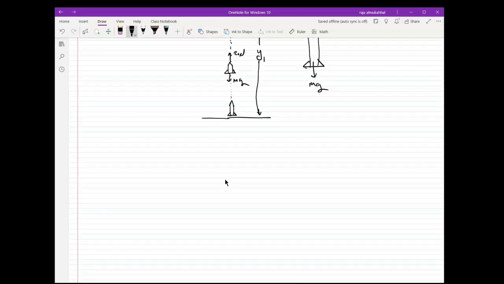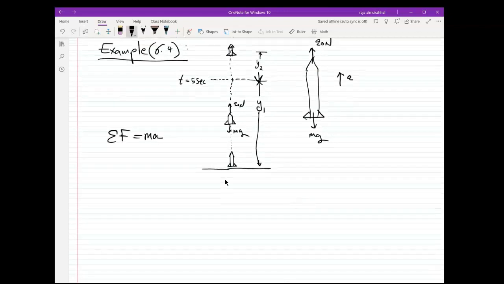So here we have the sum of the forces equals ma. M here is the mass of the rocket. And the forces here, what are the forces on it? There we go. Let's look at this picture right here. So that's going to be 20 minus mg equals ma.